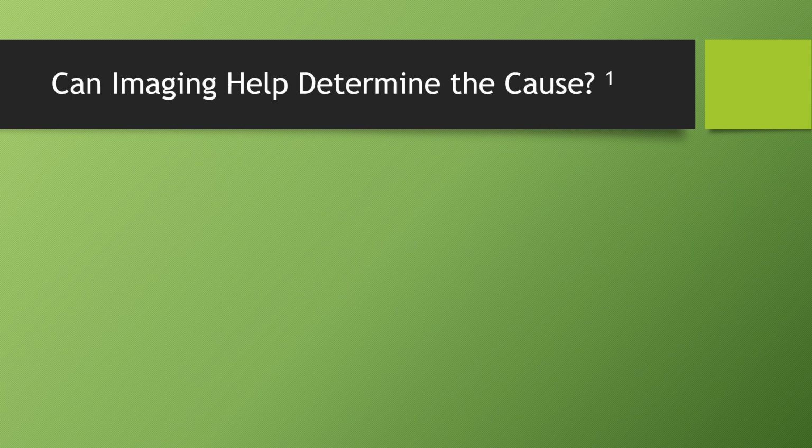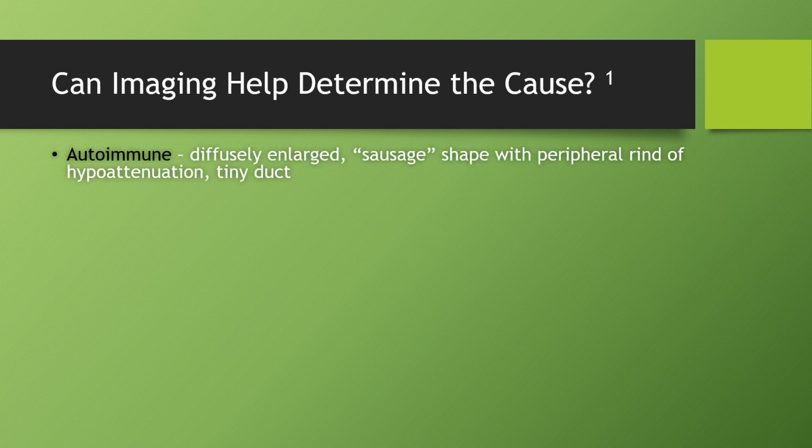So can imaging help determine the cause? Sometimes, yeah. So we know that we do an ultrasound in variant 1 to look for gallstones, but on CT there are a few signs that can help guide us in the right direction as the cause. So in the case of autoimmune pancreatitis, the pancreas will look diffusely enlarged. This is what we call the sausage pancreas, and it can have a peripheral rind of hypoattenuation, and sometimes you'll see a tiny duct.